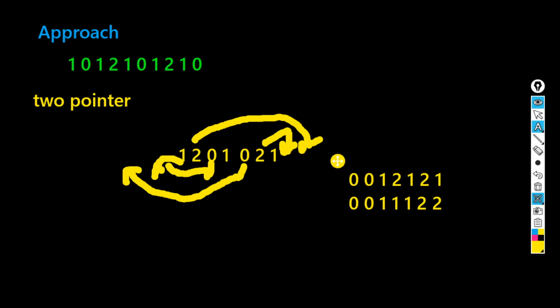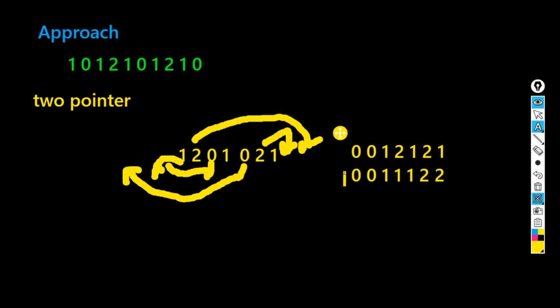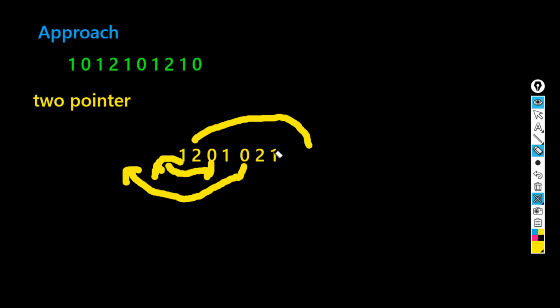So this is the approach which I am going to try, and this can easily be done using one loop. The basic approach is that I am just trying to remove all the zeros and place them at the starting, and remove all the twos and place them at the end. So this is the approach I am going to use in this question. Now let's solve this question.